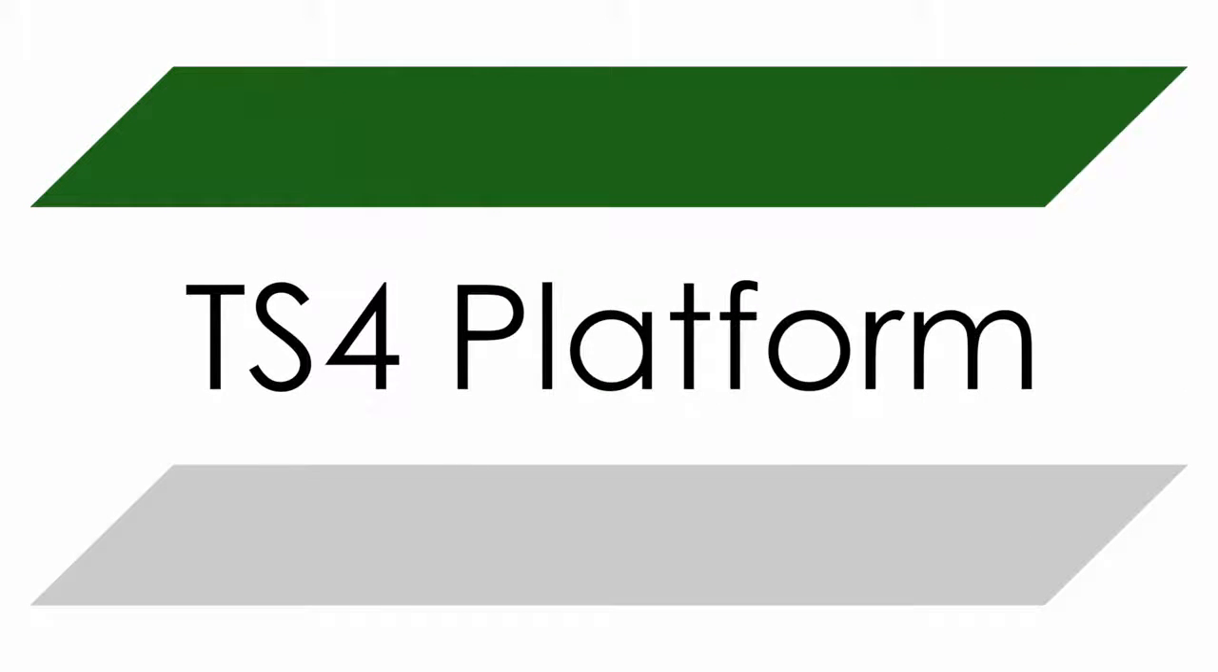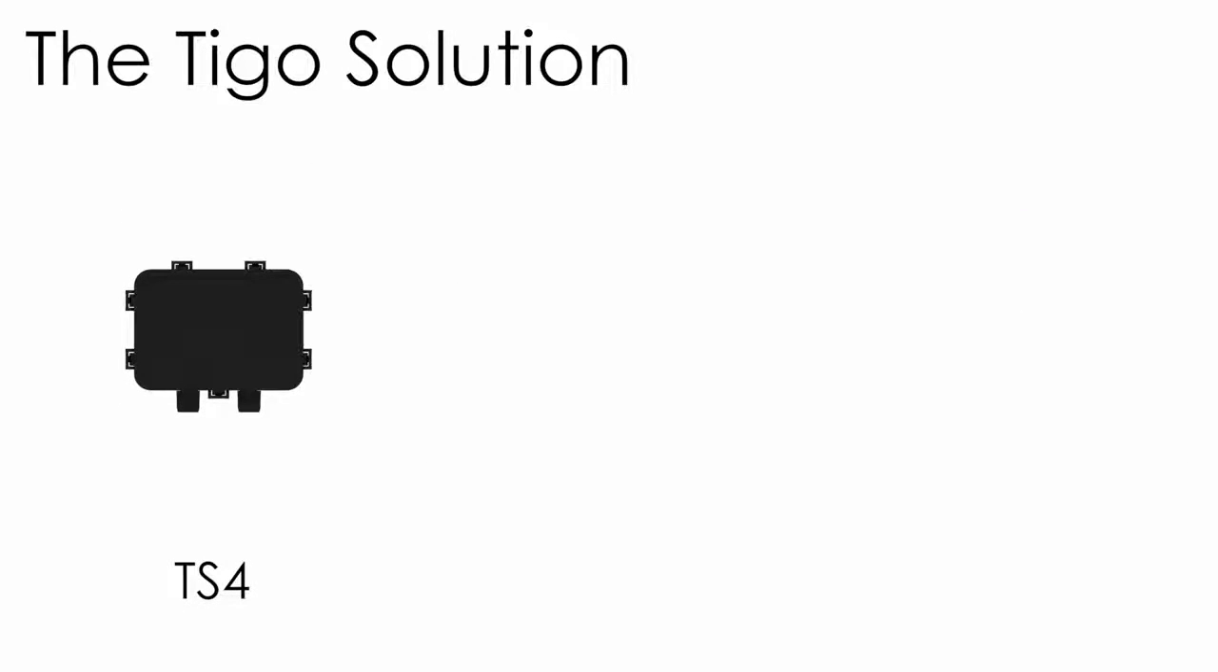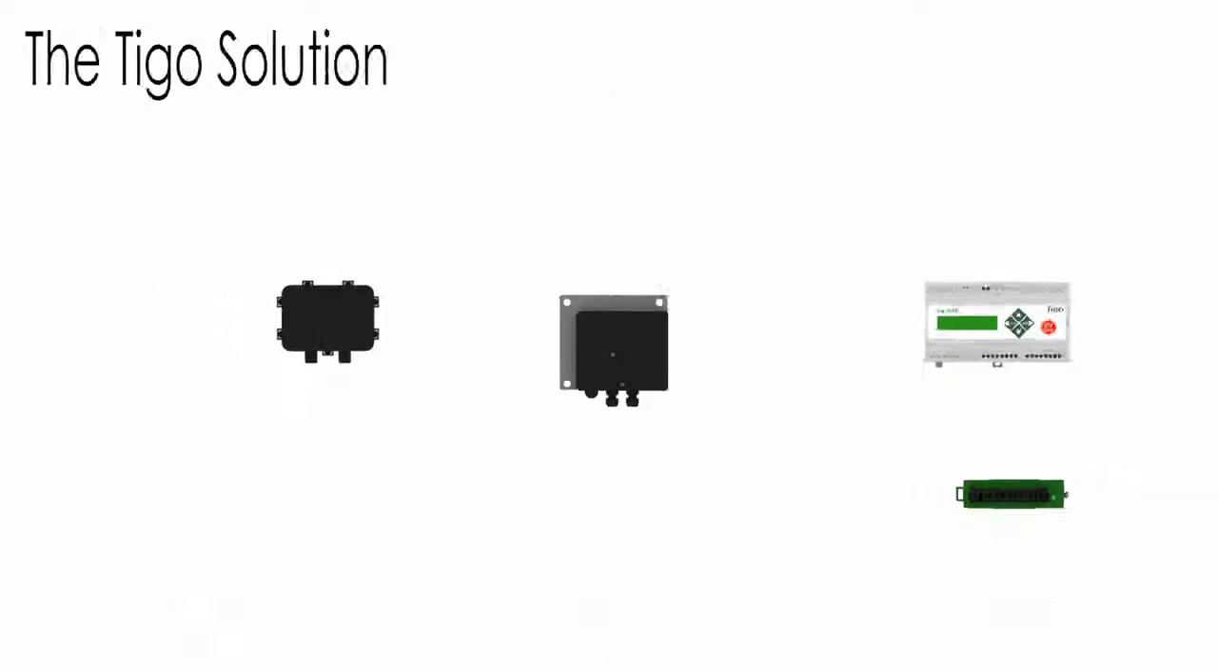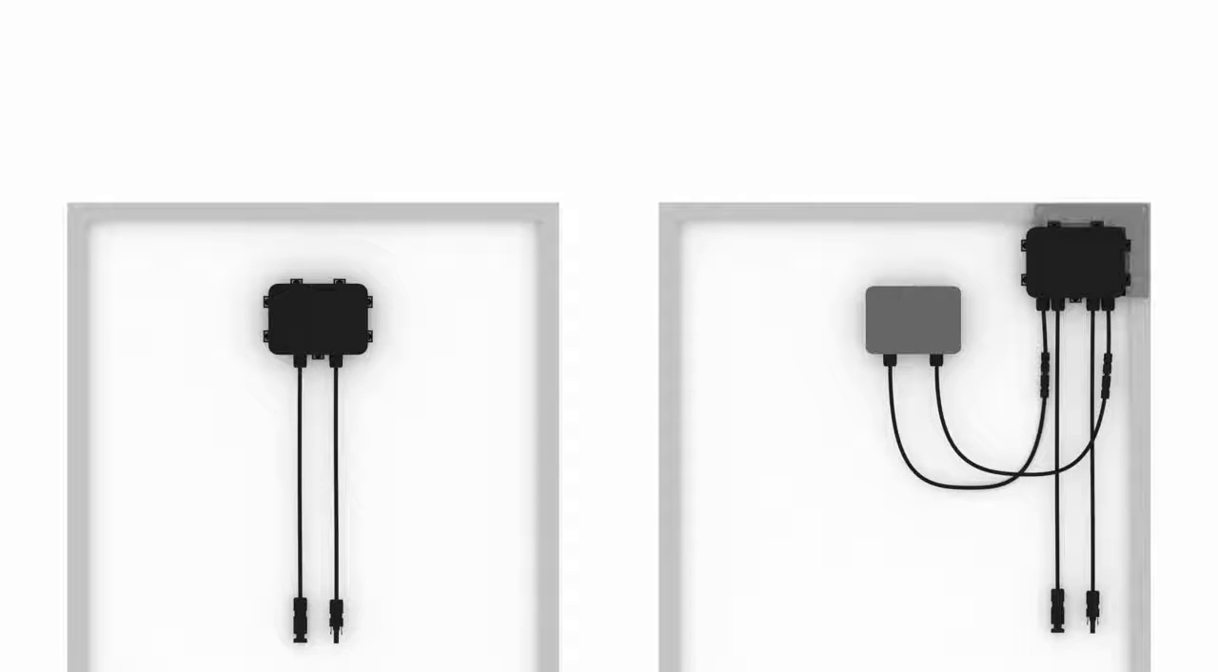The Tigo system consists of three key components: the TS4 equipped Smart Module, Gateway, and Cloud Connect or Cloud Connect Advanced. Integrated Smart Modules have Tigo electronics installed at the factory, so there are no additional wiring connections to make. Standard modules can also be equipped with Tigo's add-on or retrofit products to add smart functionality where needed.